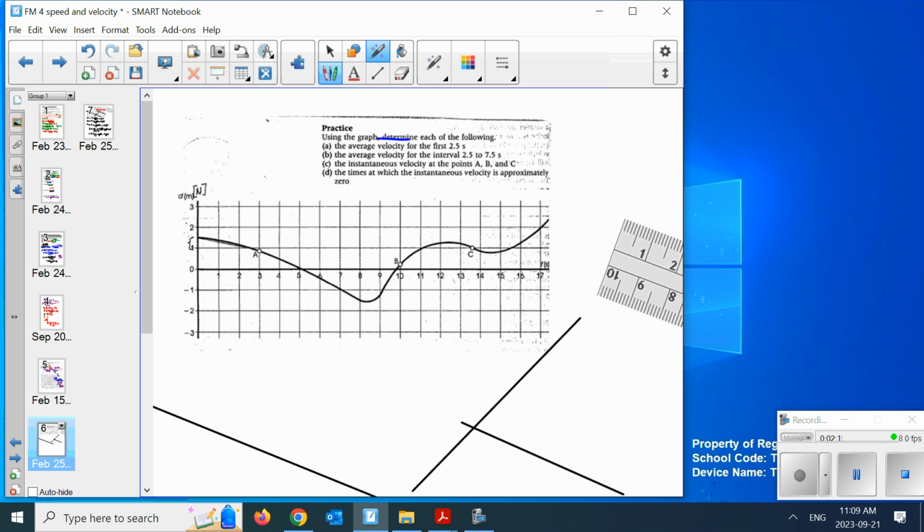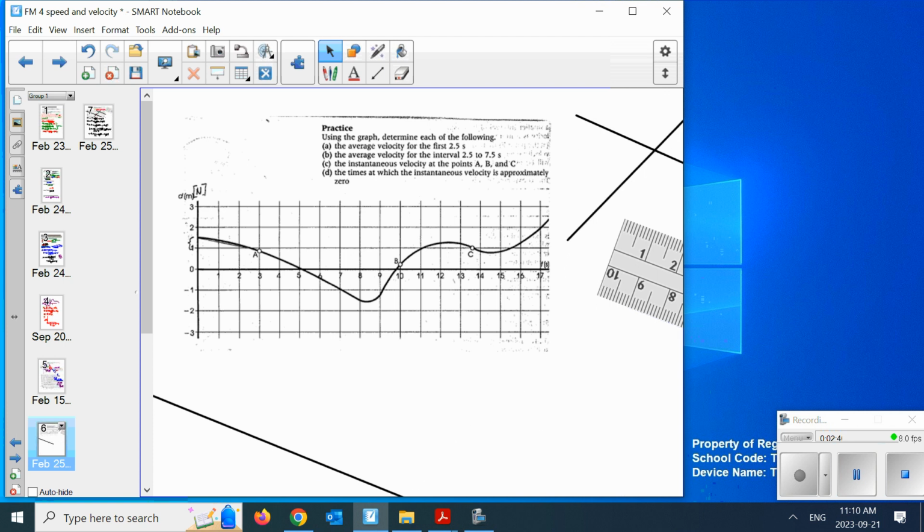So using the graph, determine each of the following. The average velocity for the first 2.5 seconds, and the average velocity from 2.5 to 7.5, that we can do. And then C and D is where we need to use this new trick: instantaneous velocity at points A, B, and C. Okay? So what I'm going to do first, this is my work from the previous year. I'll just move those out of the way.